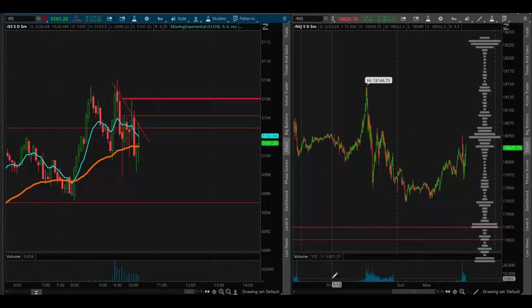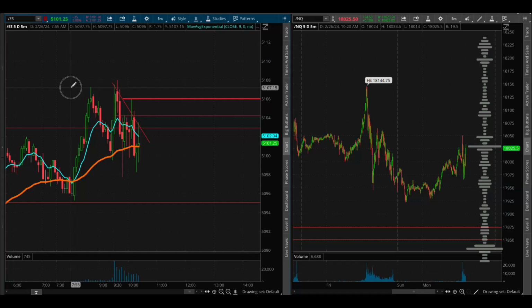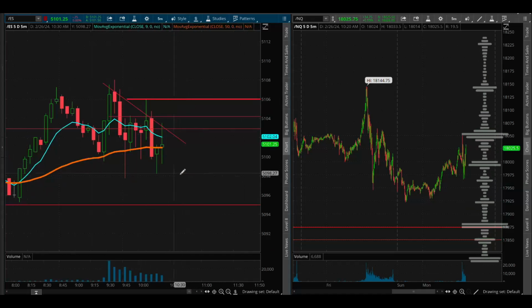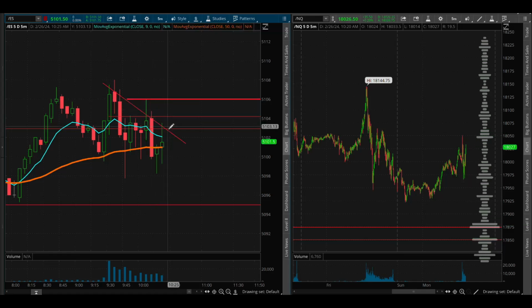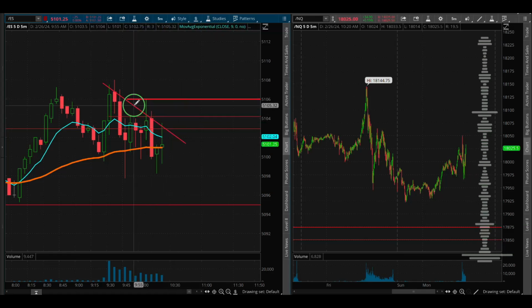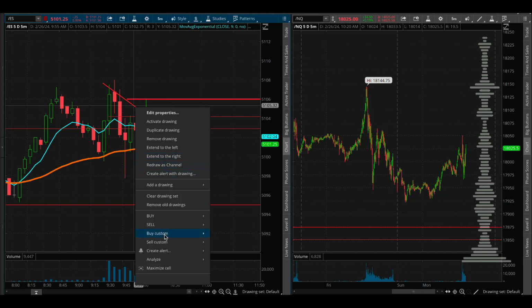So, to answer your question, how am I able to see a move potentially happen in advance? This is probably the best way I could explain it. And I'm going to go ahead and take off this trend line.